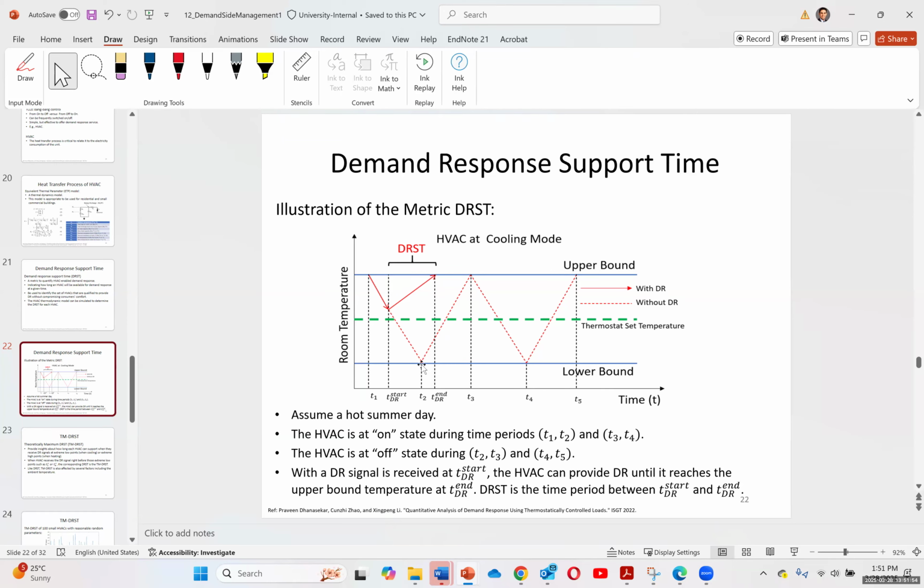And you can see there's much more time for the HVAC system to be turned on, and then it goes back. So you have more distance between cycles. The HVAC should be turned on for a longer period of time. You can see between T1 and T2 and T3 and T4 it's turned on, and between T2 and T3 and T4 and T5 it's off. But with DRST and demand response, you can see that it's turned on, it reduces the temperature, but doesn't reduce it all the way down, and turns off, and so on.